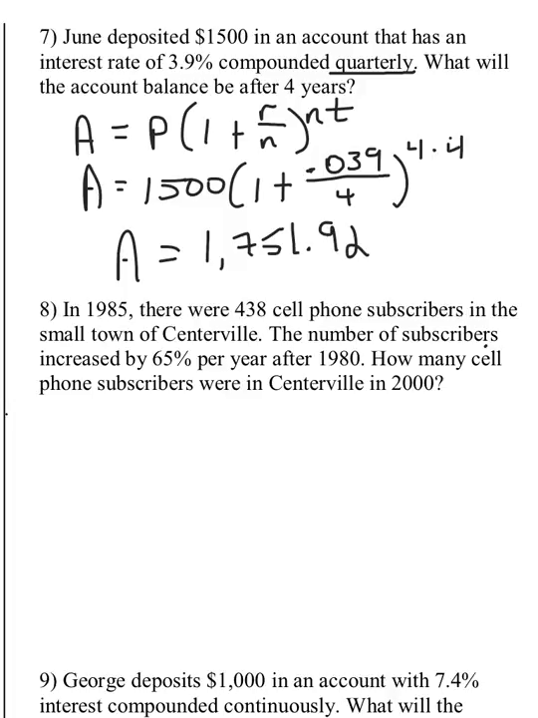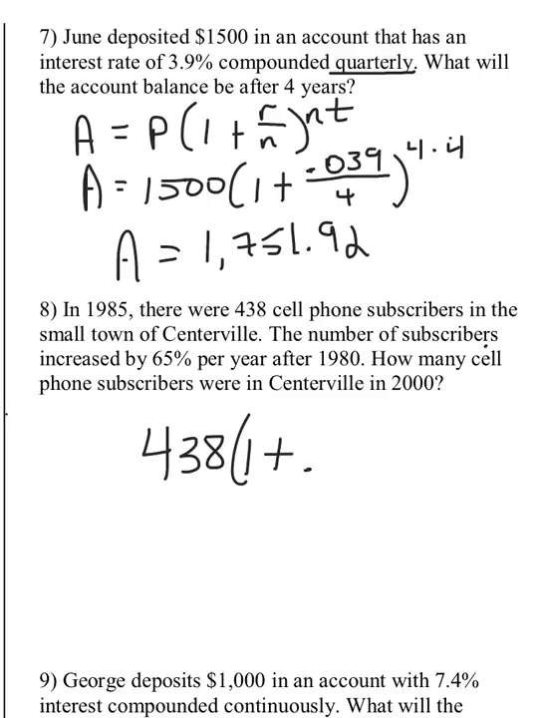Okay, the next problem. In 1985, there were 438 cell phone subscribers in small town Centerville. The number of subscribers increased by 65% per year after 1980. How many cell phone subscribers were in Centerville in the year 2000? Okay, so from 1985, we had 438 cell phone subscribers. So we're going to start with that year. And then we increased by 65% per year.